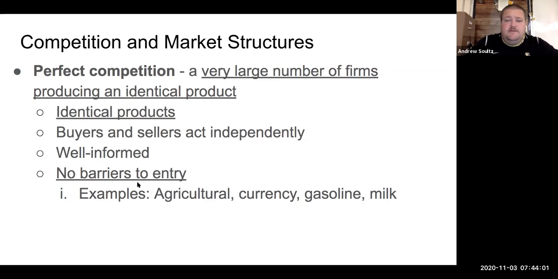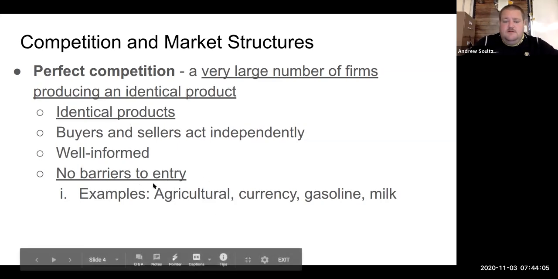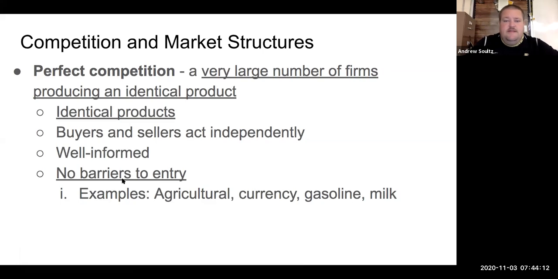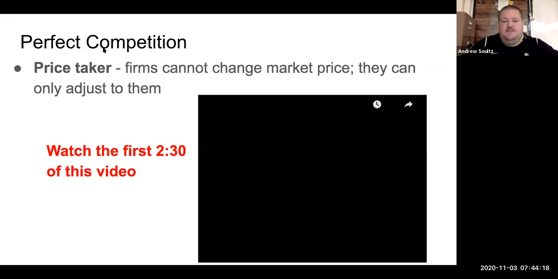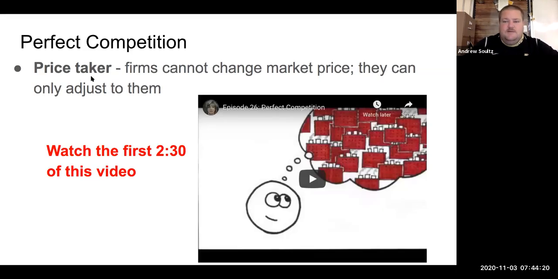Also, there are no barriers to entry. If you wanted to go out and start a farm and start growing a crop, you could do that. There's nothing stopping you from entering that market. In perfect competition, those firms are price takers. What that means is that firms have no control over the price of their product. They have to take whatever the market price is, and they can't change that.